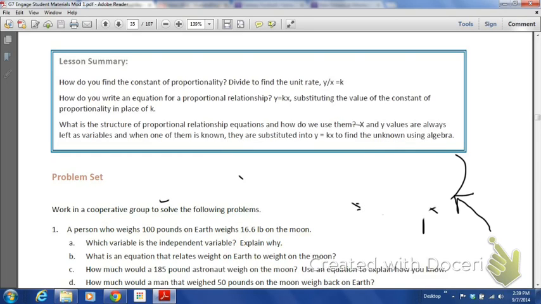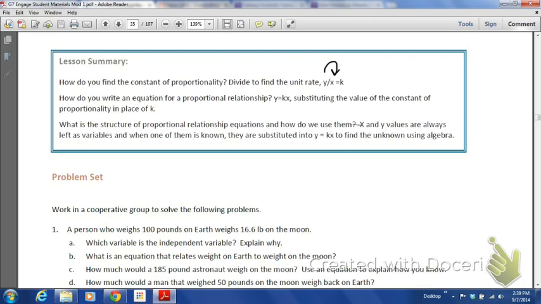Let's just go over our lesson summary. Lesson summary, I'd ask you this question: how do you find the constant of proportionality? You just divide to find the unit rate. So y divided by x equals k. Again, always looking at y as a function of x. Okay, so how do you write an equation for a proportional relationship? That would be y equals k times x, which we had just talked about, substituting the value of the constant of proportionality in the place of k.